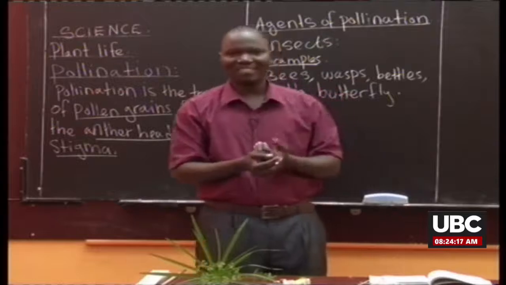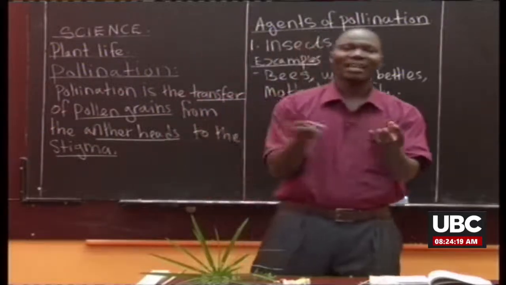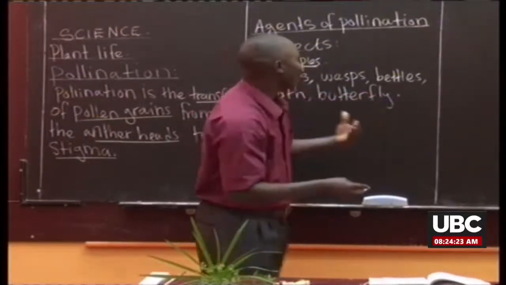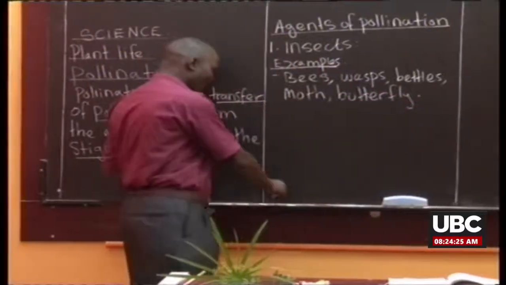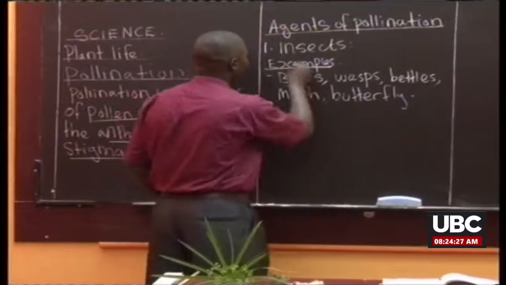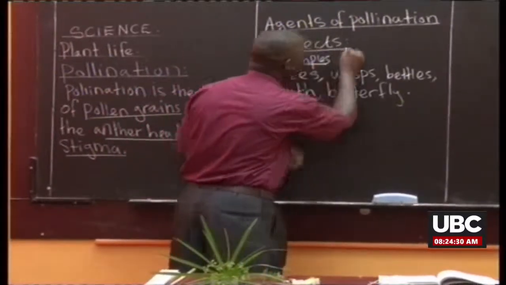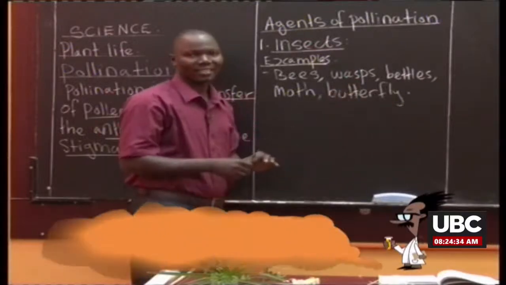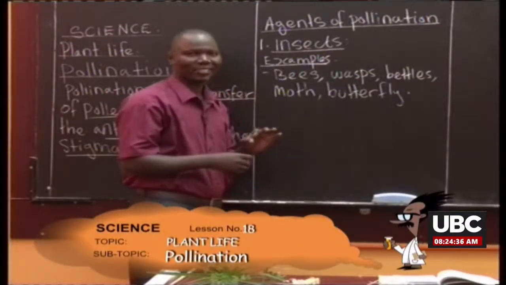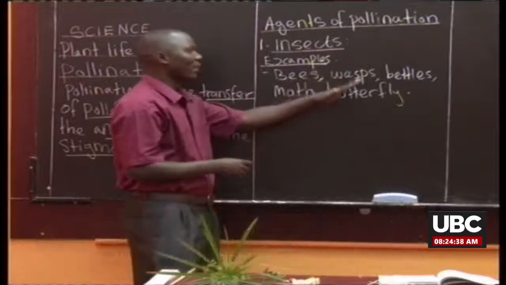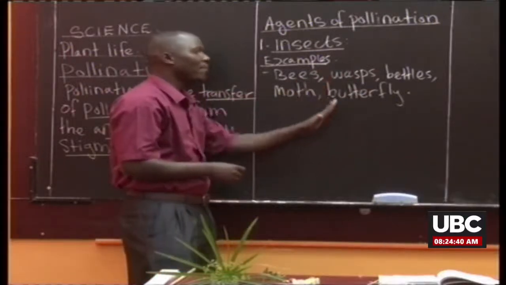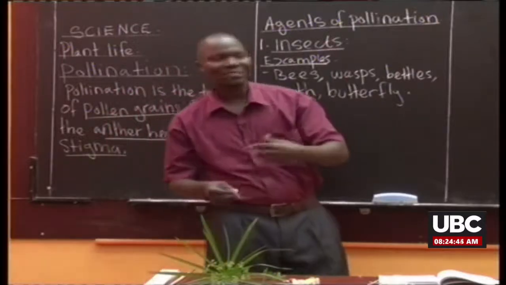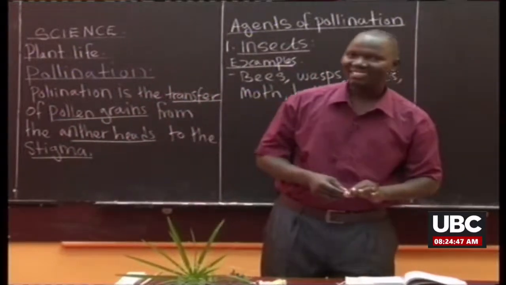But in the due process, they carry along with them pollen. And therefore, insects become our number one. And collectively, we call these ones pollinators. Pollinators. The bees, the wasps, the beetles, the moth, the butterfly. You'll find them, you've seen them, and very many other insects.